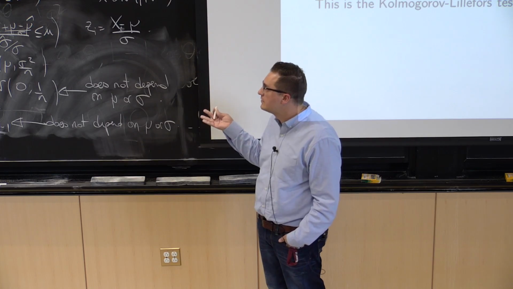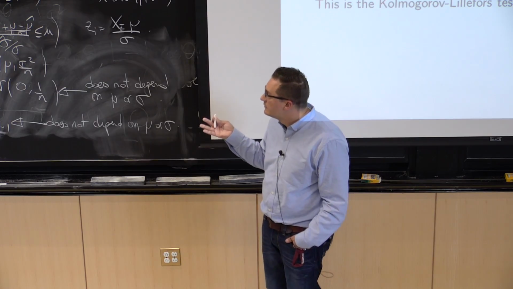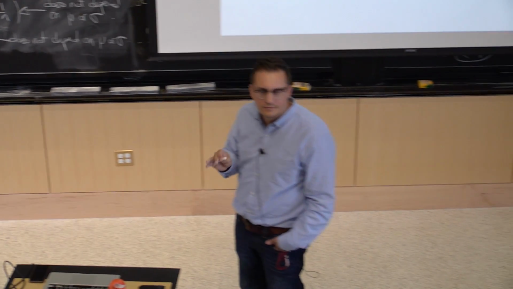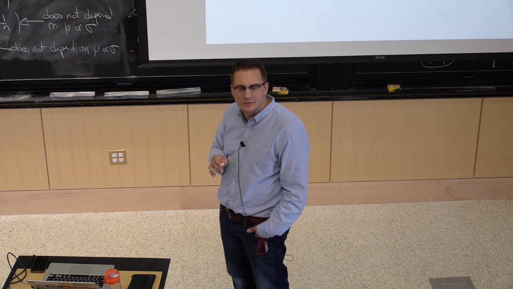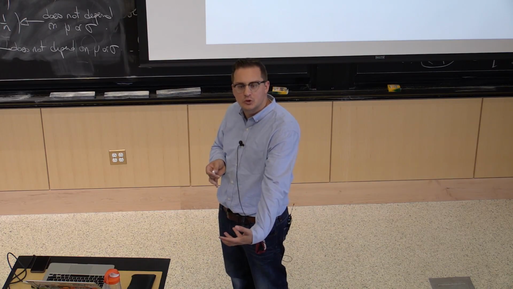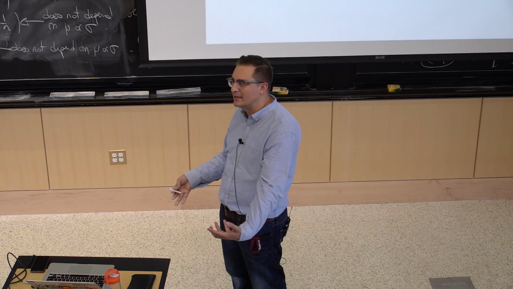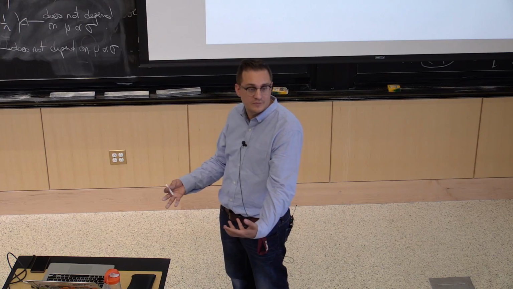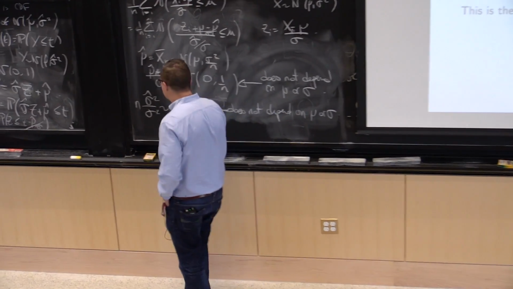So I have those two things. Neither of them depends on mu or sigma. There's just one more thing to check. What is it? That they're independent, because the dependence on mu and sigma could be hidden in the covariance. It could be the case that the marginal distribution of mu hat does not depend on mu or sigma, the marginal distribution of sigma hat does not depend on mu or sigma, but their correlation could depend on mu and sigma.